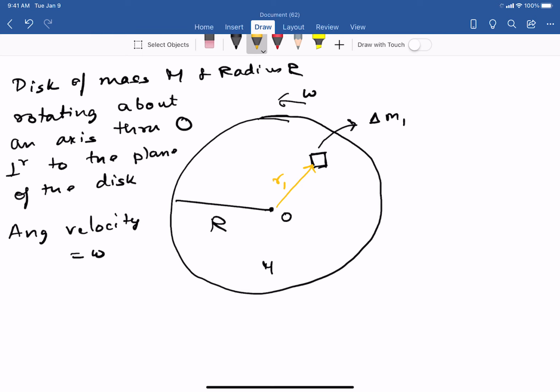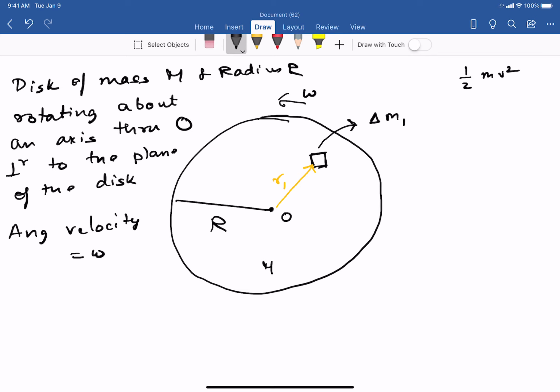Now, in order to find the kinetic energy of this small segment, delta m1, we will use the formula for kinetic energy that we're familiar with, which is half mv squared. So what is the kinetic energy of this little segment which has mass delta m1? For that I need to know the mass, which I already have. It's delta m1.